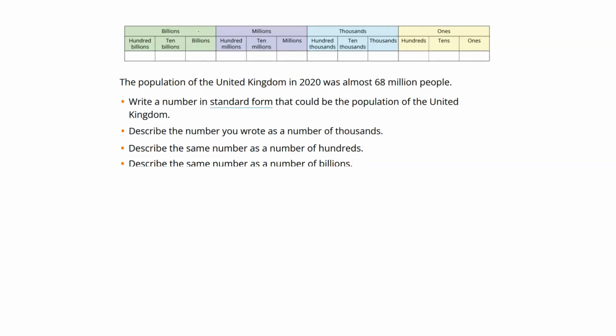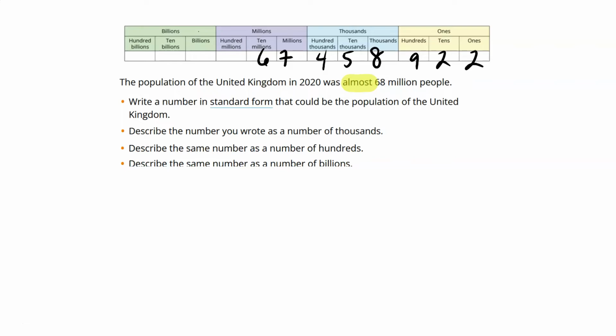We're told that the population of the United Kingdom in 2020 was almost 68 million people. The key word there is almost 68 million. So we're going to write down a number that's almost 68 million. We're going to start in the 10 millions column and say 67,458,922 people as our approximate population.